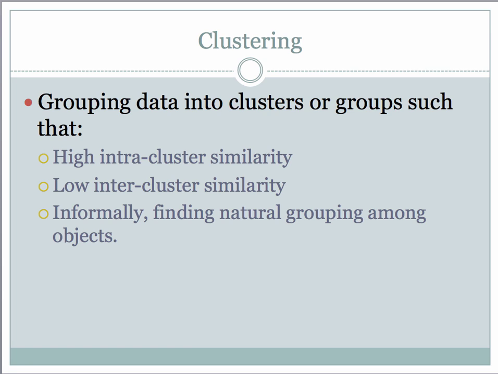The second point is there must be low inter-cluster similarity. In other words, between data points belonging to different groups, there must be a very low level of similarity. It's intuitive, and I will show that with graphs later on. And for clustering, we do this informally. In other words, we find a natural grouping among objects. We don't define anything for the machine. We let it happen naturally, and you'll see that.